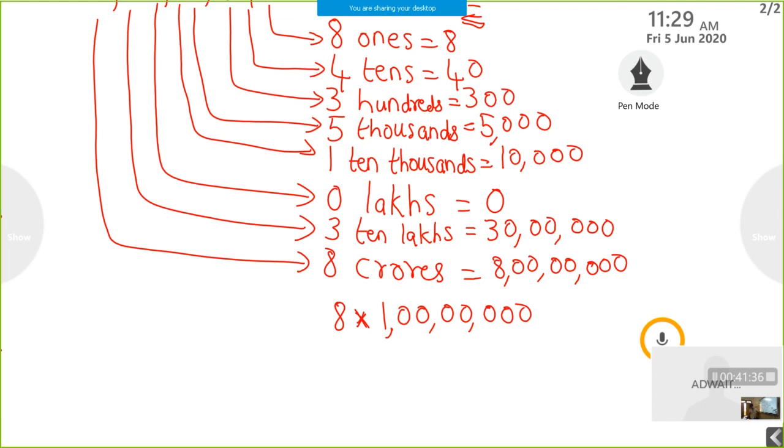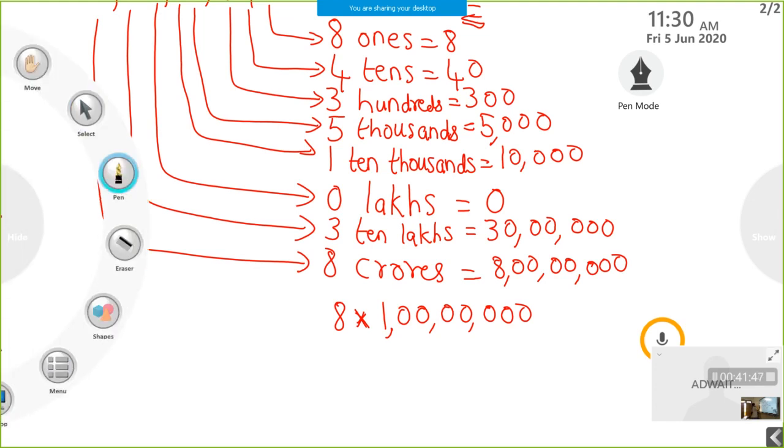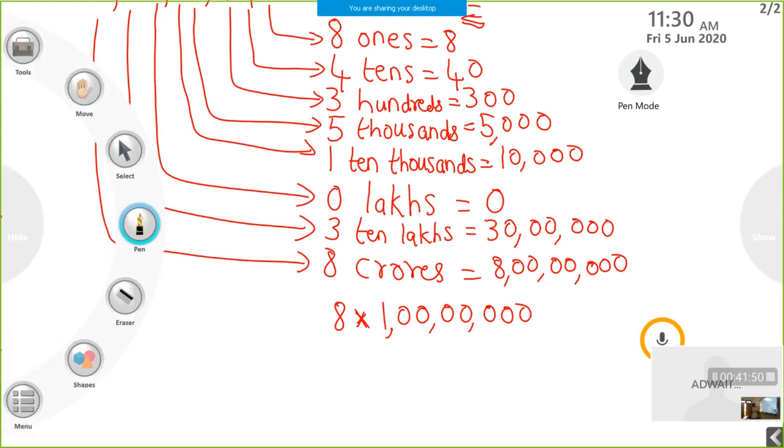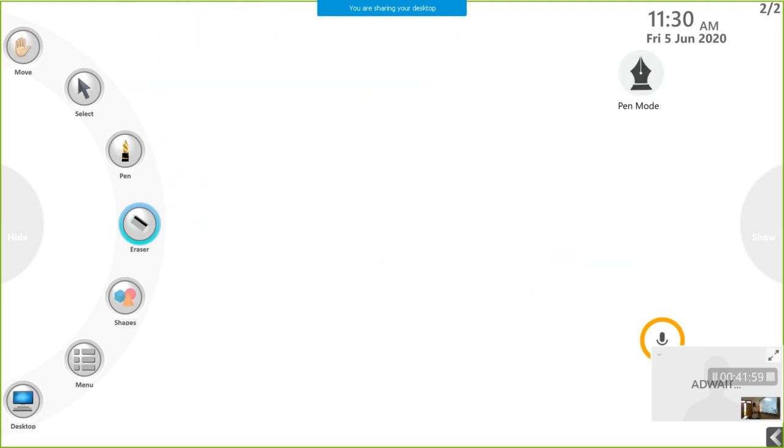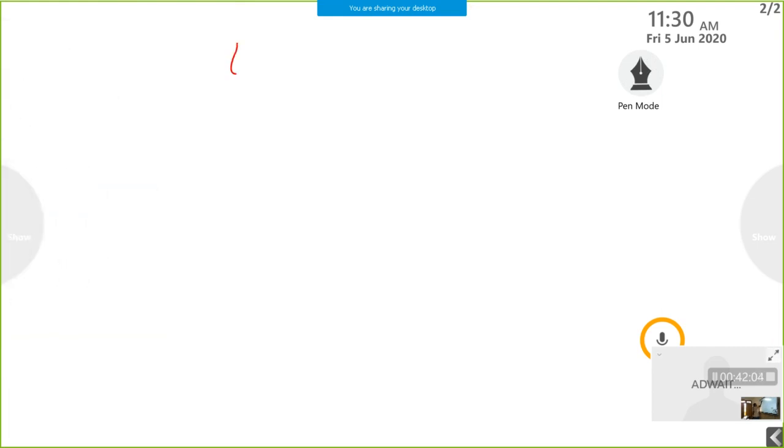Okay, we'll do some questions of this place value. You can take exercise 1.2, page 13. I know some students don't have the textbooks, so I will send that page in your WhatsApp group. But now I will write the questions also. Exercise 1.2 related to place values.